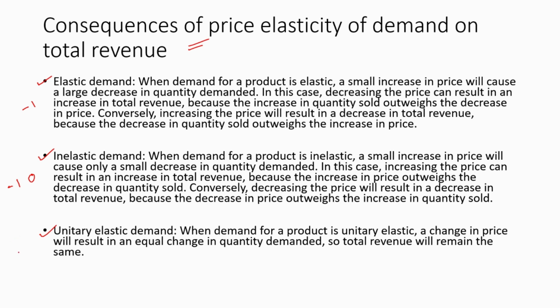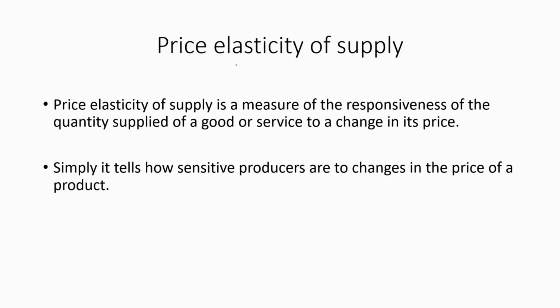This is where the price elasticity of demand is equal to -1. When demand for a product is unitary elastic, a change in price will result in an equal change in quantity demanded. So total revenue will remain the same. Now let's talk about the price elasticity of supply.